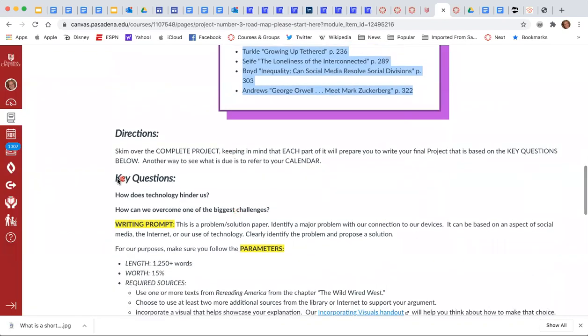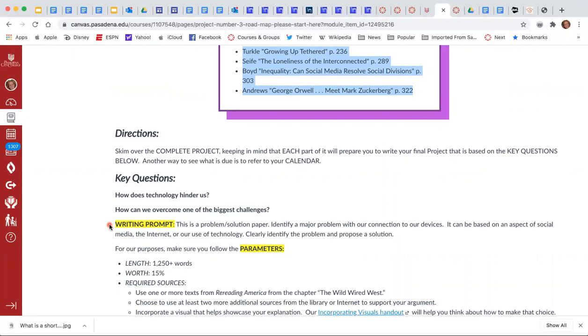The key questions that I would like you to keep in mind as you are working through the activities and assignments for this particular unit, which are directly designed to help prepare you for the writing project, are these. How does technology hinder us? And how might we overcome one of the biggest challenges that we've thought about? So our writing prompt is this. This is a problem-solution paper.